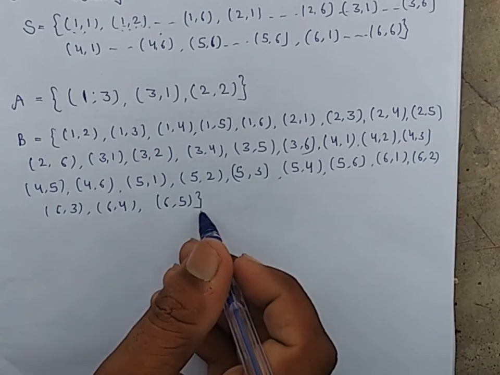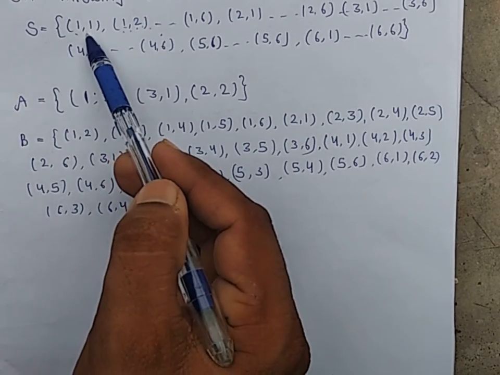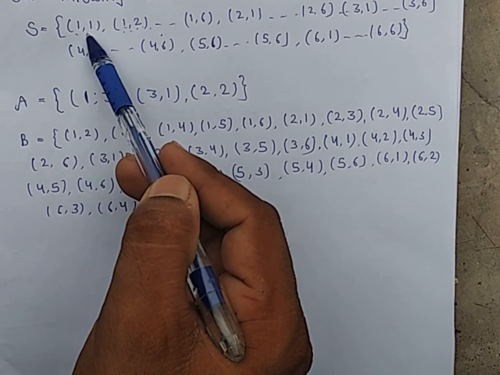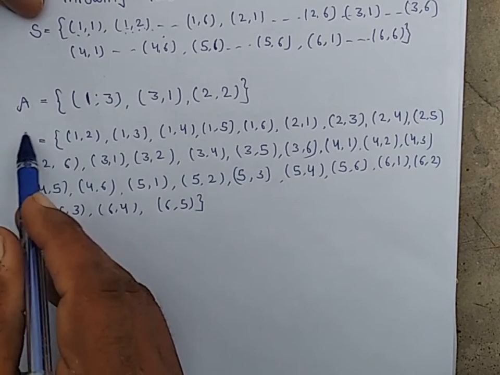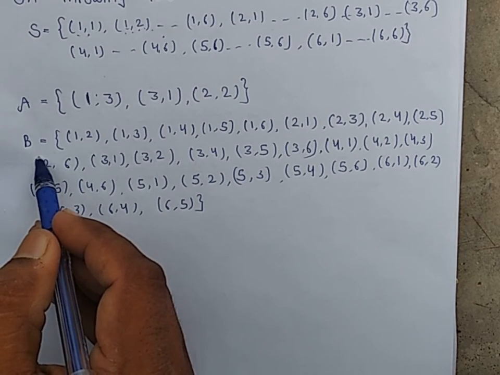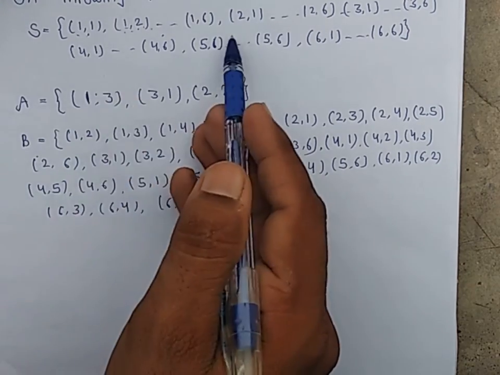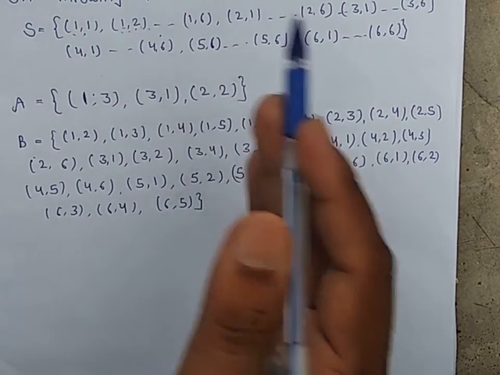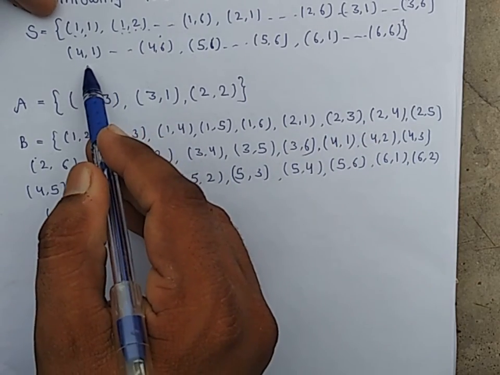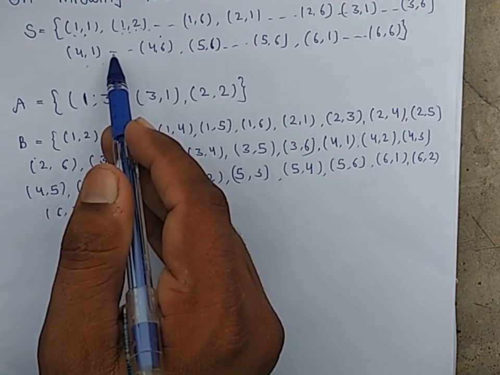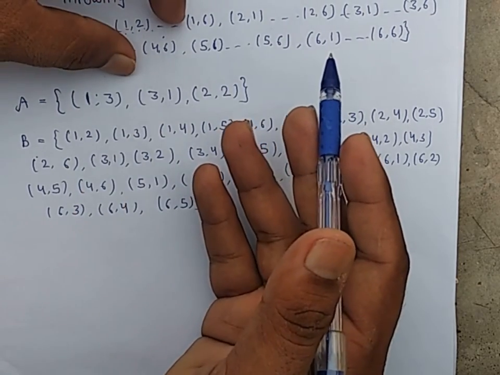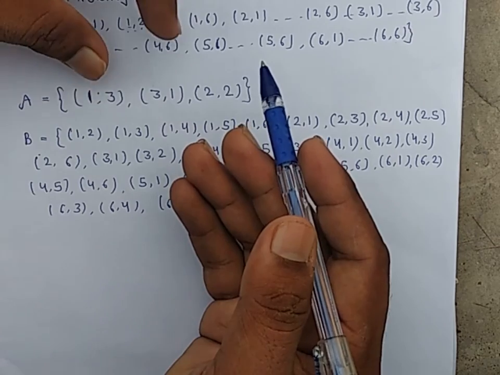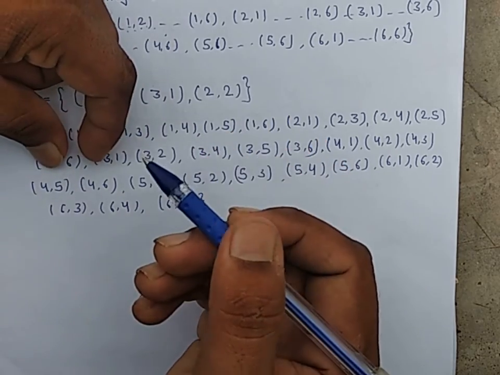Means we remove doublets from the sample space, which is (1,1), (2,2), (3,3), (4,4), (5,5), (6,6). Means total number of elements in B will be 30. Because it is 36, we remove doublets. Doublets are (1,1), (2,2), (3,3)... Means we remove 6 elements from this sample space. Then total number of sample points in B will be 30.